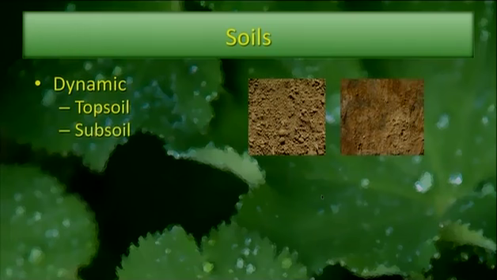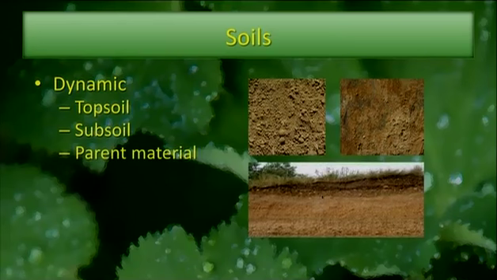Then we have the subsoil underneath that, which is the B horizon that extends 1 to 3 feet deeper into the earth. And then we have the parent material, or the C horizon. The C horizon extends to bedrock. It accumulates from the weathering of rock.